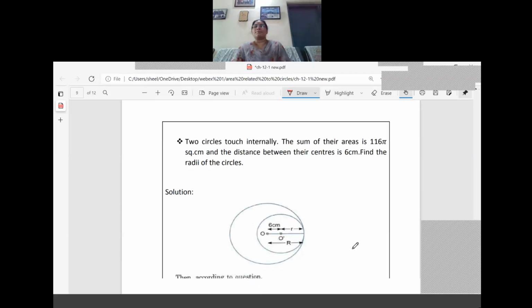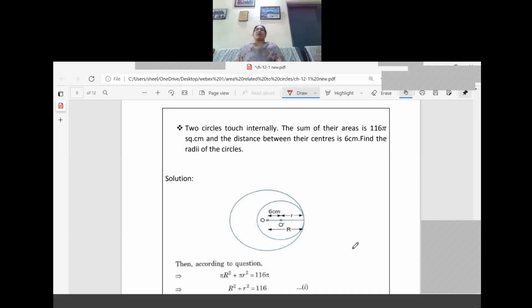Now the next question. Two circles touch internally. The sum of their areas is 116 pi square centimeter. The distance between their centers is 6 centimeter. Find the radii of the circles. Diagram is given. With the help of the diagram only we can solve this type of questions.